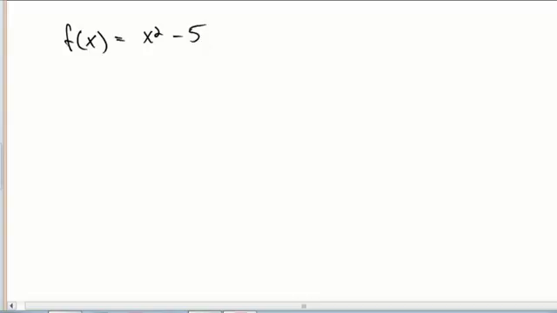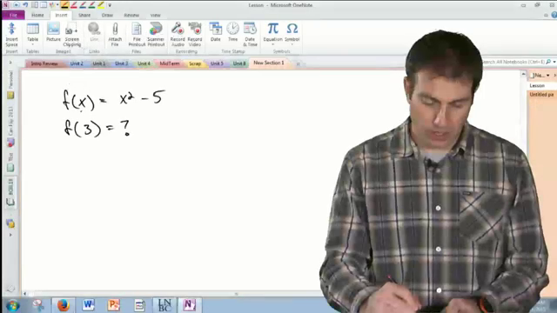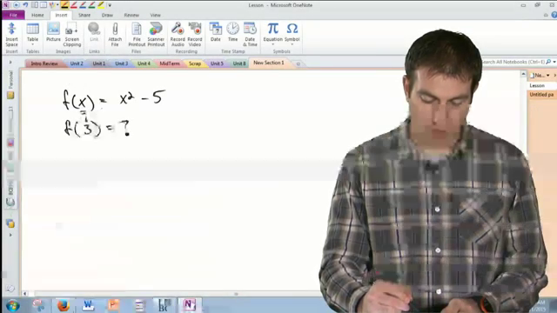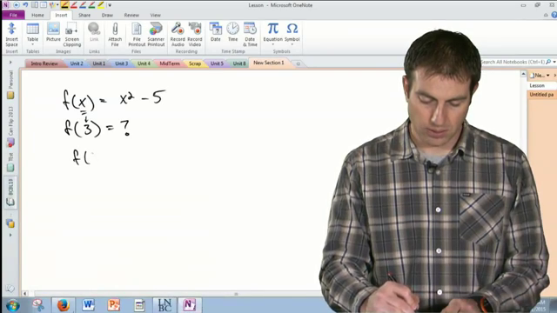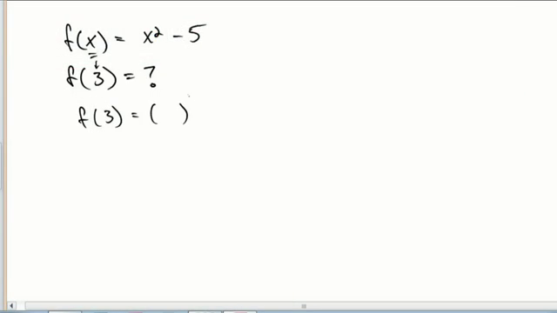All right, so maybe the question says, what is f of 3? So what's f of 3? Figure that out. And you're like, okay, well, the x was an x here, but now the x has been replaced by a 3. So what I'm going to do is take all of my x's in this, and I'm going to replace them with 3's. So 3 squared is 9 minus 5. I end up with 4. All right, so that's that.